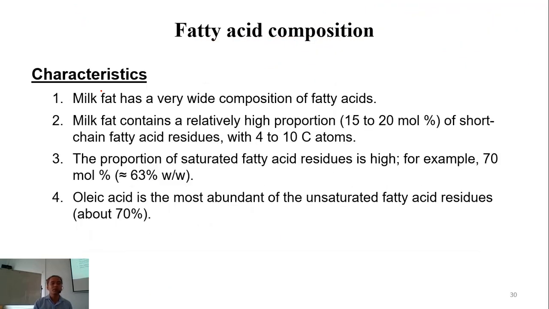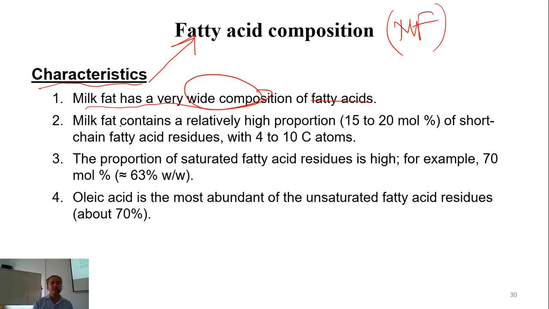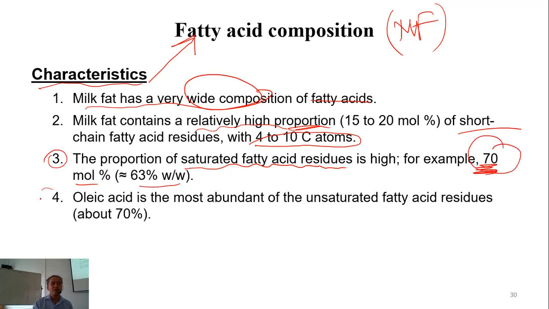Good. So these are the characteristics of fatty acids in milk fat. Milk fat has a very wide composition of fatty acids, meaning many types of fatty acids. The second characteristic, milk contains a relatively high proportion of short-chain fatty acids, from 4 to 10 carbon atoms. Short-chain fatty acids have a lower melting point than long-chain fatty acids. And then the third characteristic, saturated fatty acid residues occupy 70% on mole, 63% on weight. Just remember 70%.